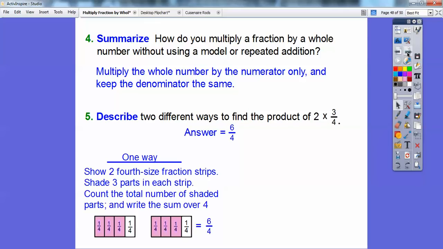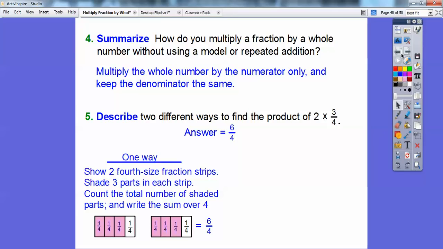Well, let's do old school. Here's one way. Show two fourth size fraction strips and shade 3 parts in each. So here are fourth size fraction strips, and we shaded 3 parts in each because we're doing 2 of the 3/4. Remember, of means multiply. 2 times 3/4, or 2 of the 3/4, is going to get me 1, 2, 3, 4, 5, 6, which is 6/4. So you count the total number of shaded parts and write that sum over the denominator 4.